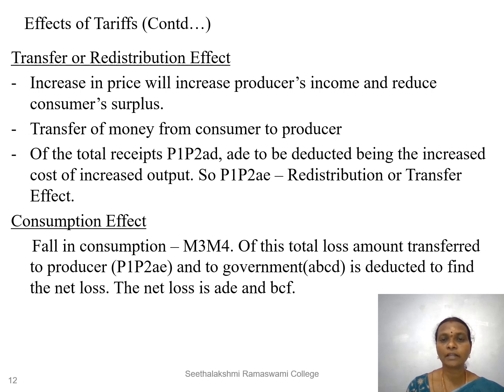Here I have explained about the producer income as well as the consumer's loss, or reduction in consumer surplus. Because of the redistribution, their consumer satisfaction has reduced and the producer surplus has increased. And the next one is about the consumption effect.